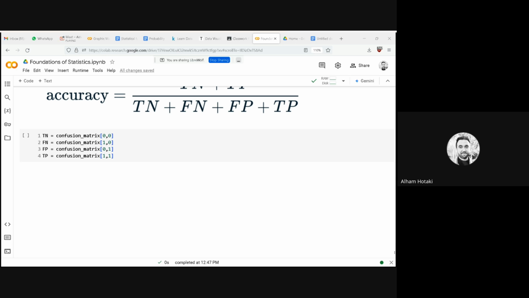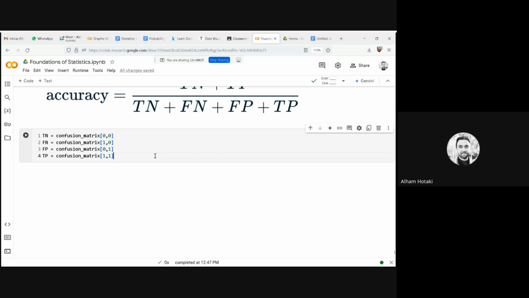False positive, false negative, yeah. Or 0, 0, 0, sorry. Okay, that's good. So this is 0, 0. That should be true positive, 1, 1. False negative is 1, 0, and it will be 0, 1. That's good. This is the matrix.